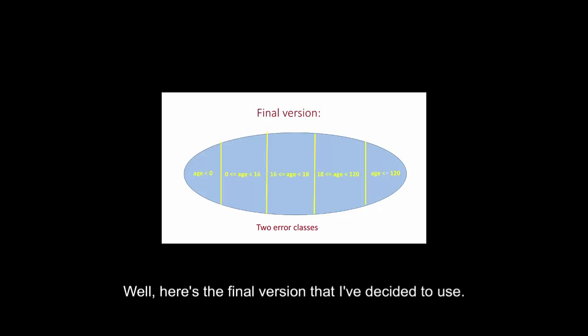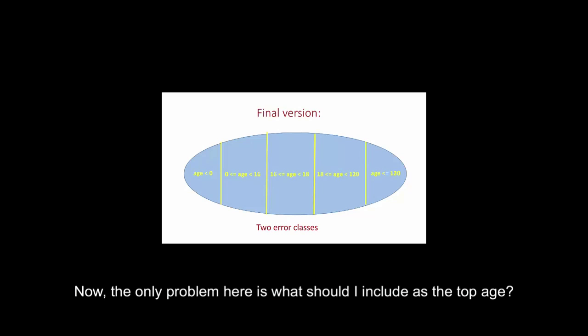Well, here's the final version that I've decided to use. Now you'll notice here that I've added another equivalence class at the high end. And that's using some other knowledge of human age, some other knowledge of the function of this program. The age clearly cannot be 200. There are no humans that are age 200. Now the only problem here is what should I include as the top age?